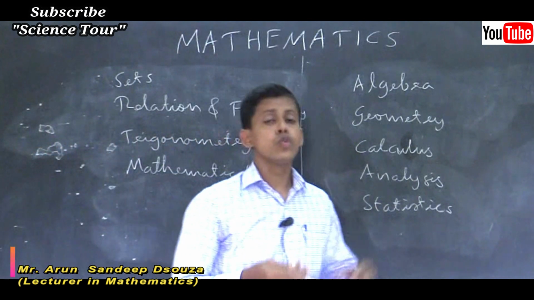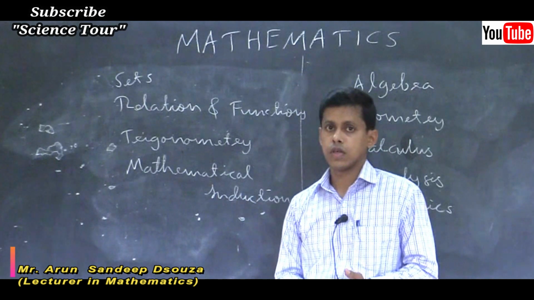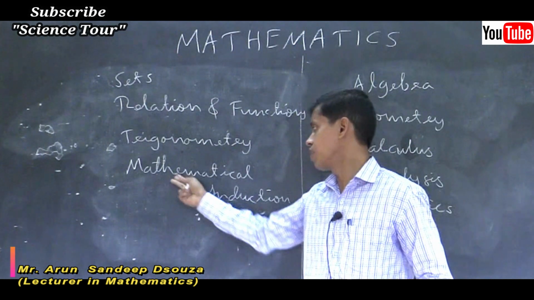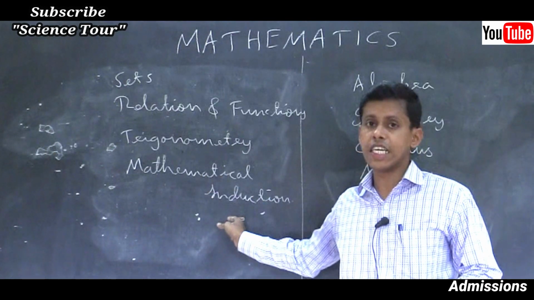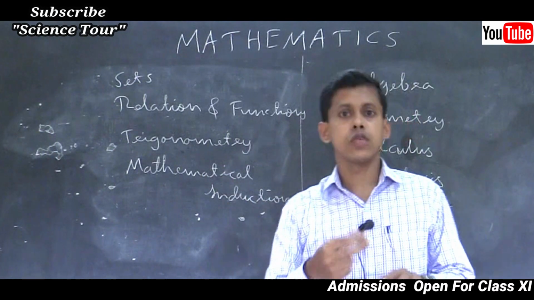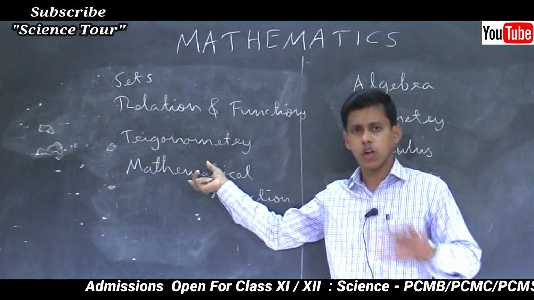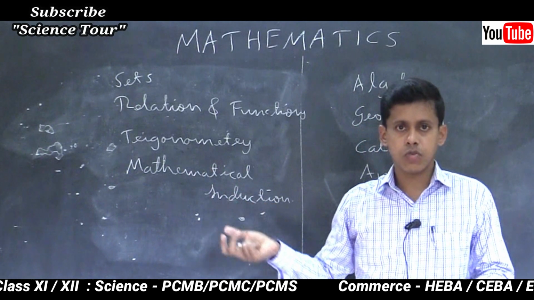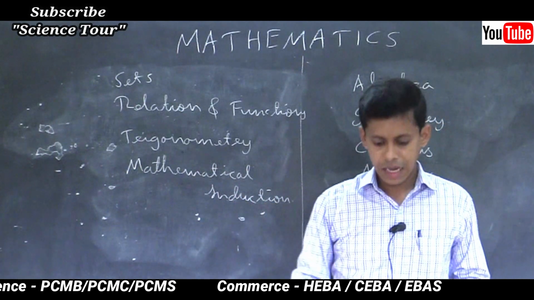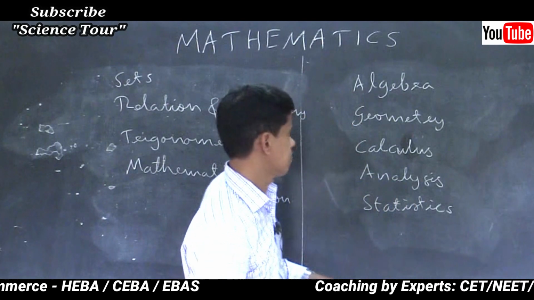Alright, so how do you prove a theorem? Alright, so this is one of the ways of solving a theorem. You can use the method of mathematical induction. So using this method you can solve a theorem. So that is a short chapter. Alright, there is only one method, that is mathematical induction, obviously, in that chapter. Alright, and then the next chapter that we study is complex numbers.